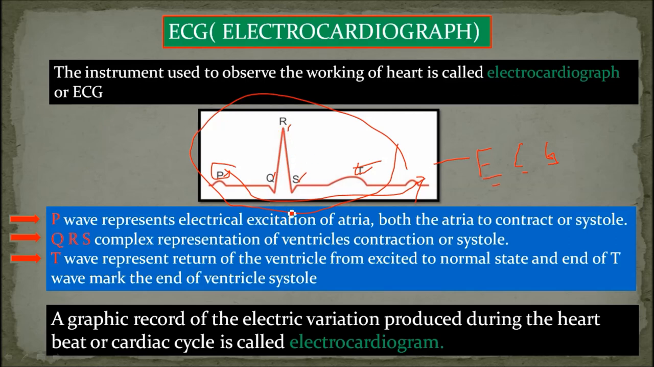And then after that it is flat, and then again a little bit of a curve, that is the T. The T wave explains the ventricular diastole, the ventricles relaxing from the excited state to the relaxed, normal state.